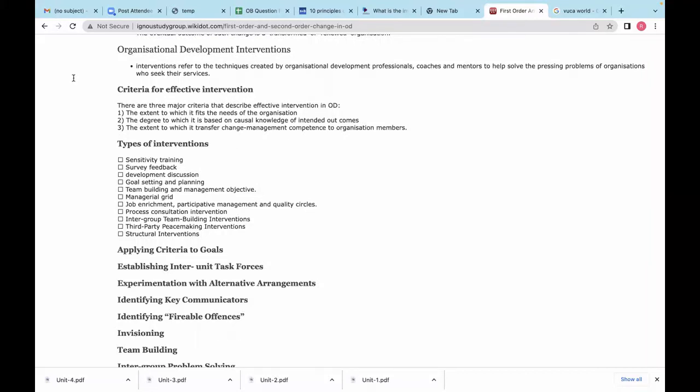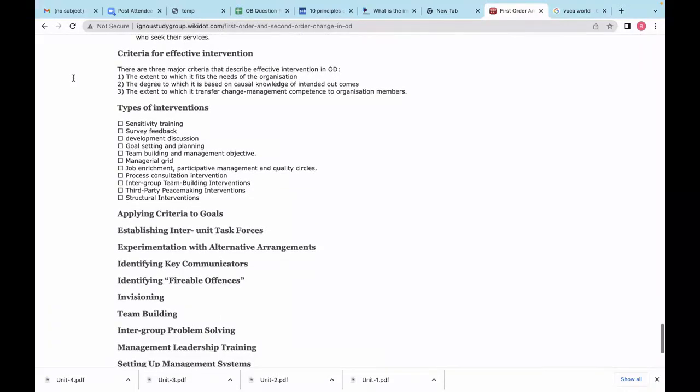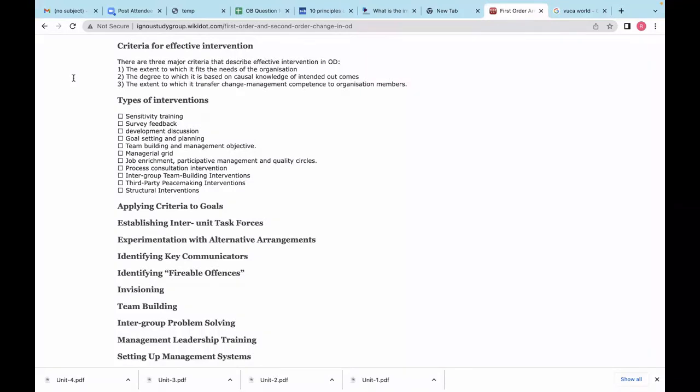So based on whichever area is bleeding, you will recognize the right intervention, and then you will fix it, right? What is the effective intervention? How is an intervention effective, right? It should fit the need.